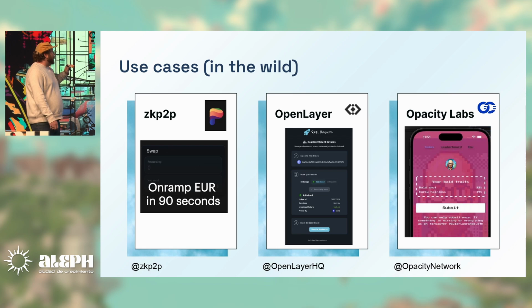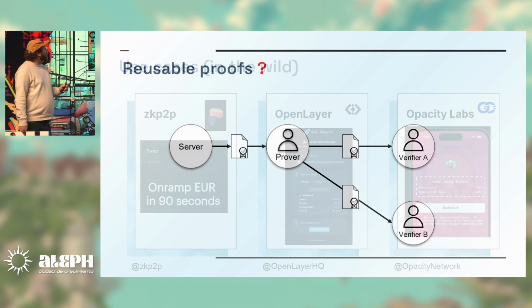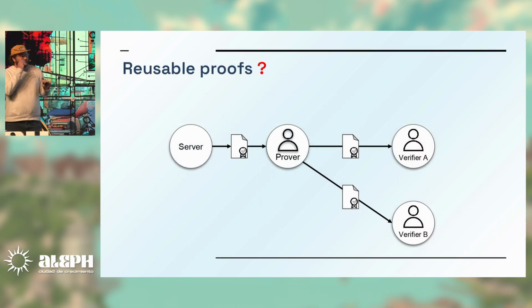So, use cases in the wild. On Monday, if you were here for Sam's talk, you might have heard of ZK-P2P. ZK-P2P uses ZK Email and TLSNotary, depending on what you're using with ZK-P2P. We have OpenLayer and Opacity Labs. But what about reusable proofs?